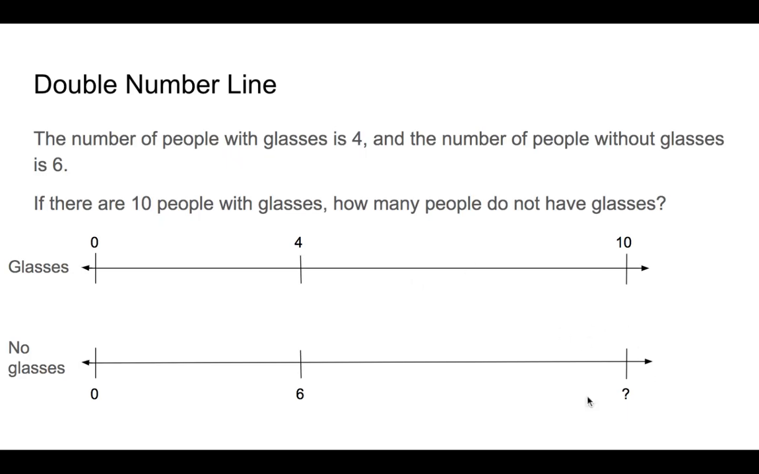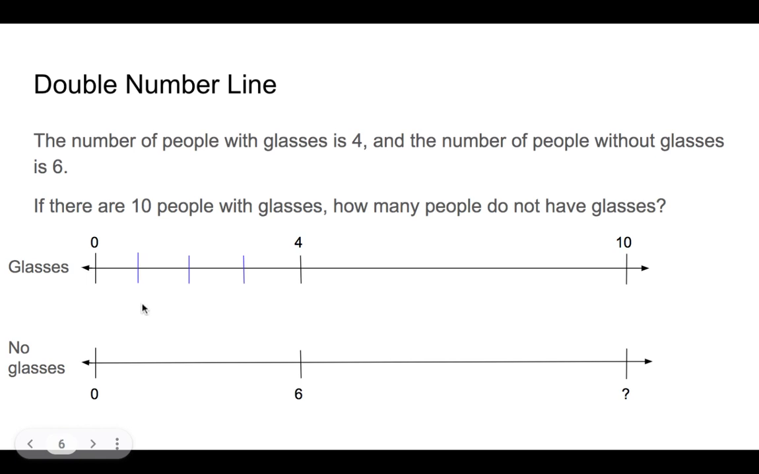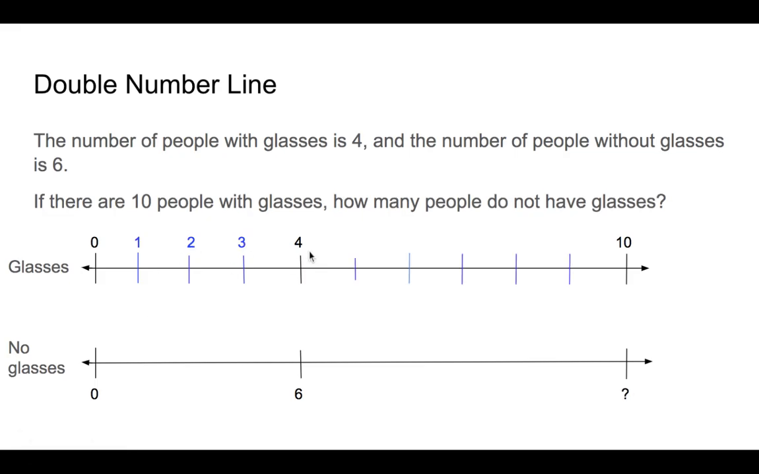I'm trying to figure out how many people do not have glasses if 10 do have glasses. So I put the line for it right underneath the 10 with my question mark because that's my unknown. So now we're going to actually put in the tick marks or the increments. So here I have my numbers 1, 2, 3, and 4, and I'm going to continue on to 5, 6, 7, 8, 9 to 10.